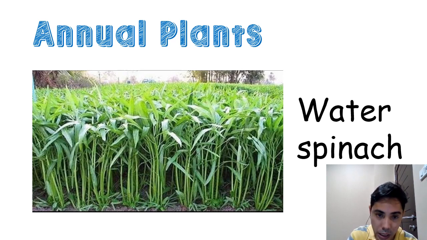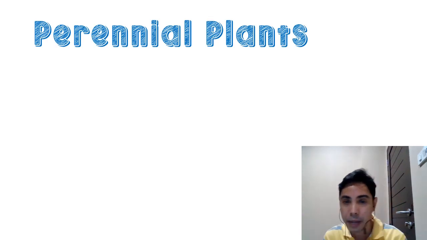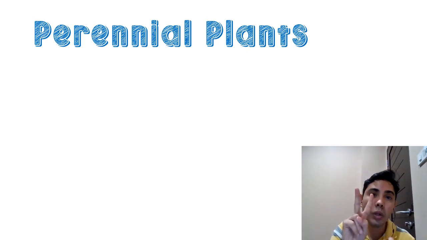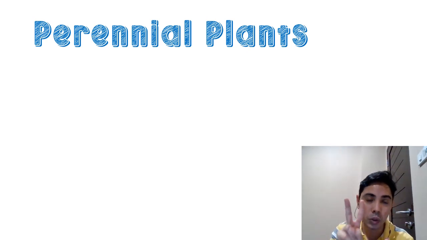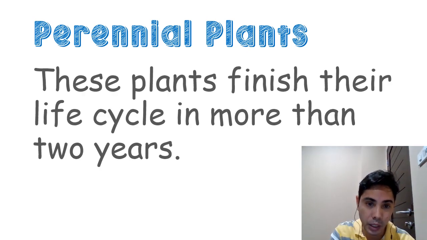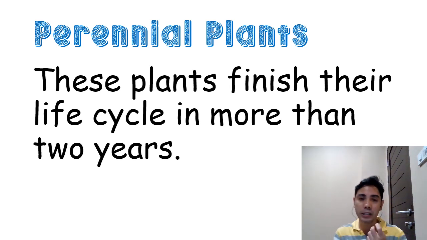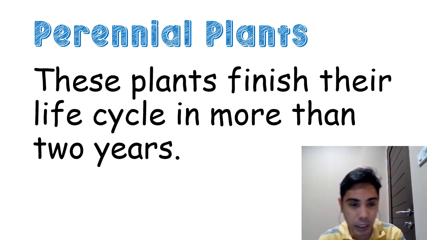Now, this is another kind of plants, and we call it perennial plants. If the life cycle of annual plants is 1 year, the life cycle of perennial plants is 2 years. It takes 2 years to make. And these plants finish their life cycle in more than 2 years.